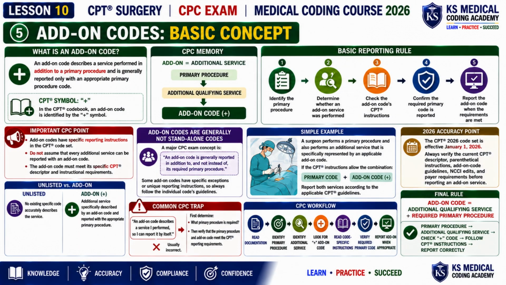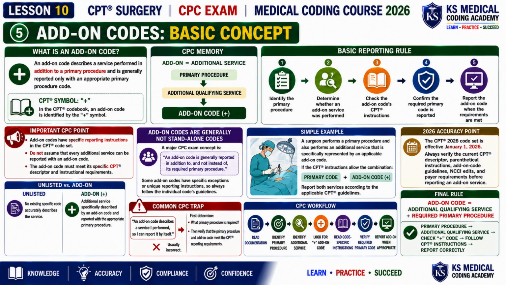Now let's understand the basic concept of add-on codes. An add-on code describes a service performed in addition to a primary procedure and is generally reported with the appropriate primary procedure. In the CPT Codebook, add-on codes are identified by the plus symbol. The key CPC memory is, add-on equals additional service. Think of it as, primary procedure → additional qualifying service → add-on code.